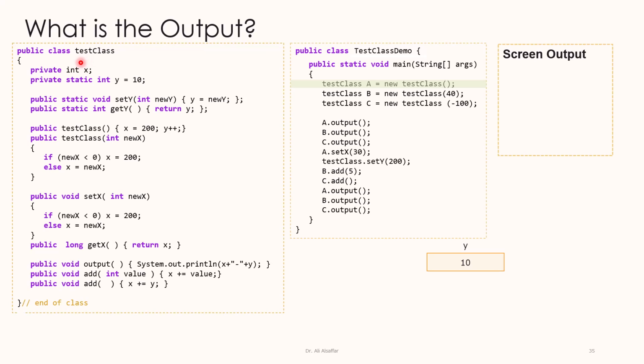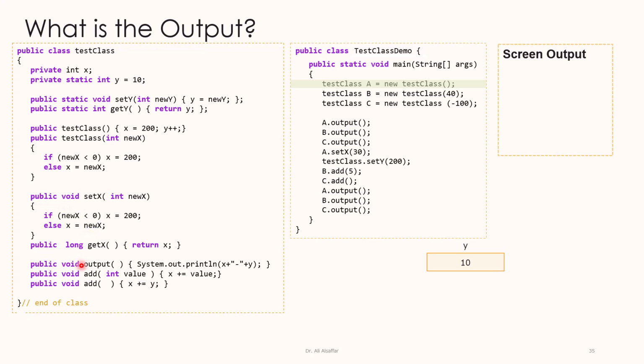In our example, the class name is testClass and it has two data members. The first one is an instance variable which is non-static, that is integer and called x, and the second is a static variable which is integer that is called y and it is initialized to 10. Also, it has multiple constructors. The first constructor is the default constructor and the second constructor has an integer input parameter. The default constructor initializes the instance variable to 200 and increments the static variable by 1.